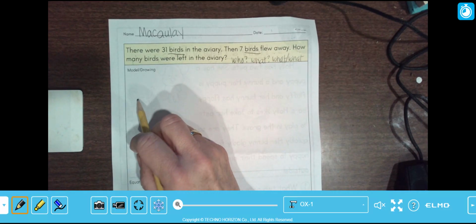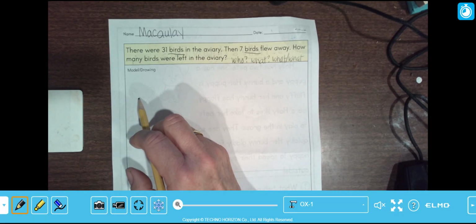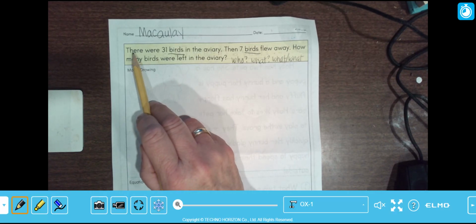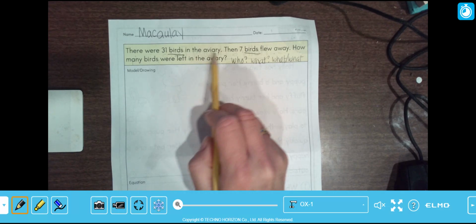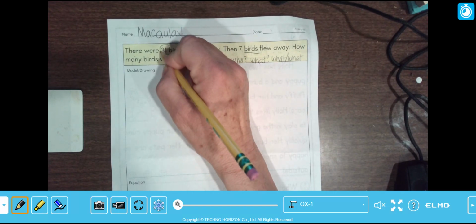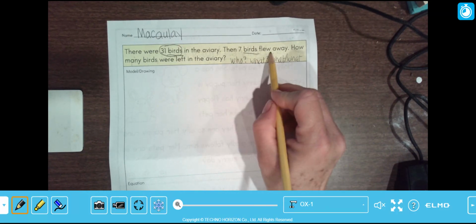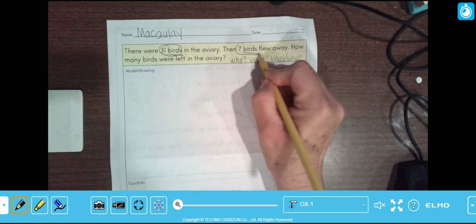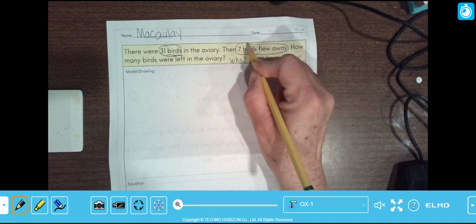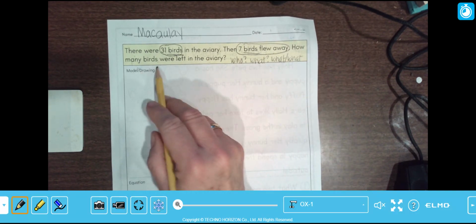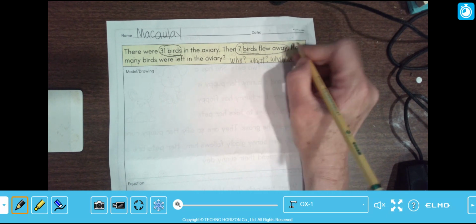Okay, so I'm going to read it again. So it's good to read your problem 3 times before you solve it, okay? Here I go. What do I know? There were 31 birds in the aviary. Then 7 birds flew away. Those are the things I know. What do I not know? How many birds were left in the aviary?